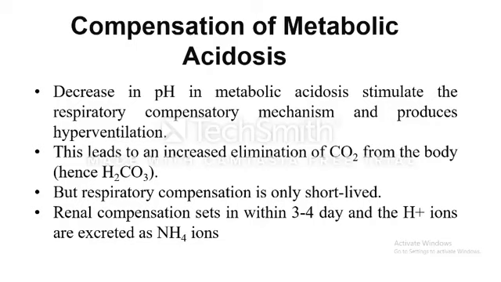Now how is this acidosis compensated? Decrease in the pH in metabolic acidosis stimulates the respiratory compensatory mechanism and produces hyperventilation, and this leads to an increased elimination of carbon dioxide from the body and hence removal of carbonic acid. When carbonic acid is removed, acidosis is being controlled. But respiratory compensation is only short-lived, meaning it is the first line of defense. Then renal compensation sets in within 3 to 4 days, and the protons are excreted as ammonium ions.